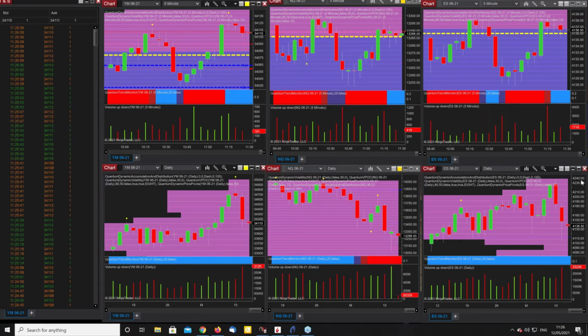Well, I've actually got 3 platforms running. I'll try and get around them as quick as I can. I've got Ninja up here, I've got Tradestation down here, and over on the right hand side I've got TradingView running as well.